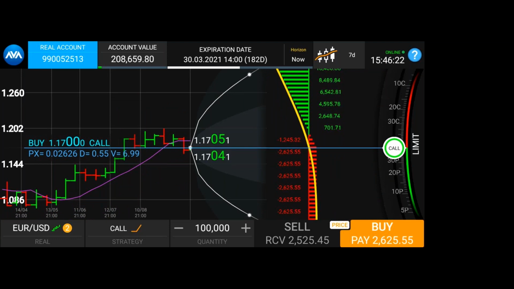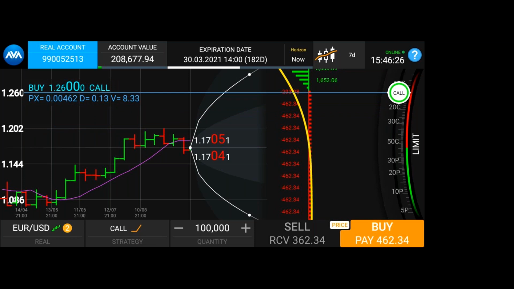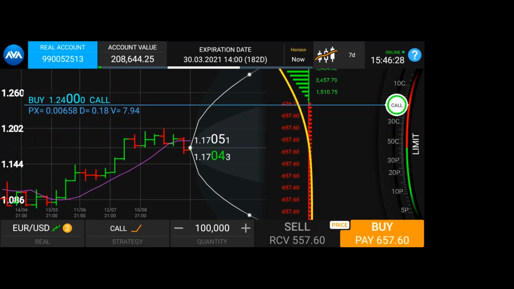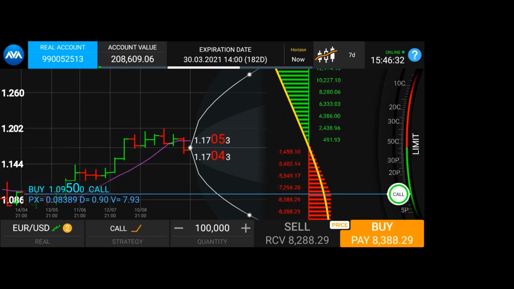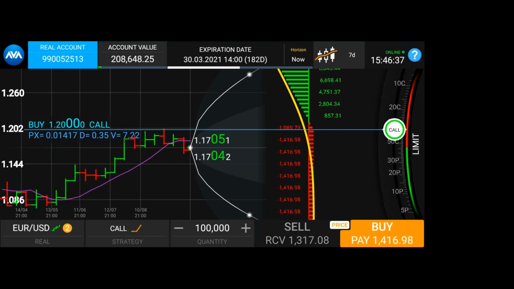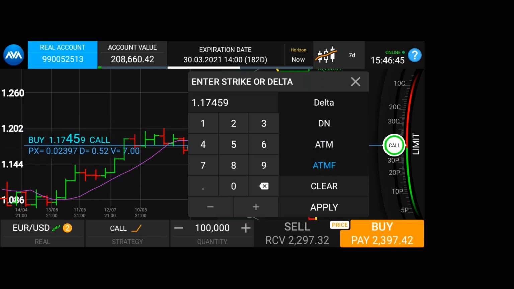So let's move the strike higher and higher and higher. There's a delta of about 13%. Here's a delta of about 20%. Deep in the money, the delta is 90%. Just like I showed you in the screenshots earlier. I can also long press on the strike and get a dialog where I can enter the strike in terms of delta or at the money forward, for those of you who are familiar with that.